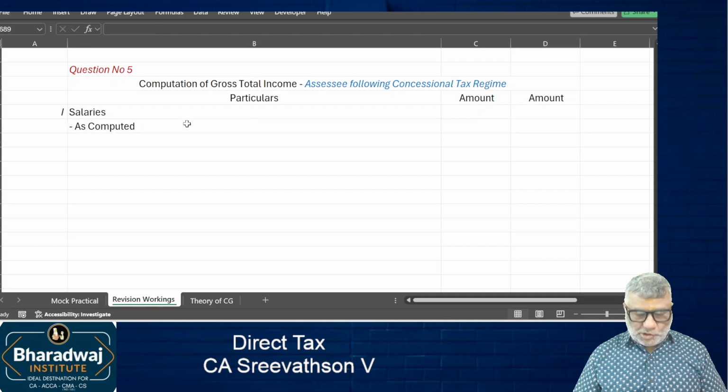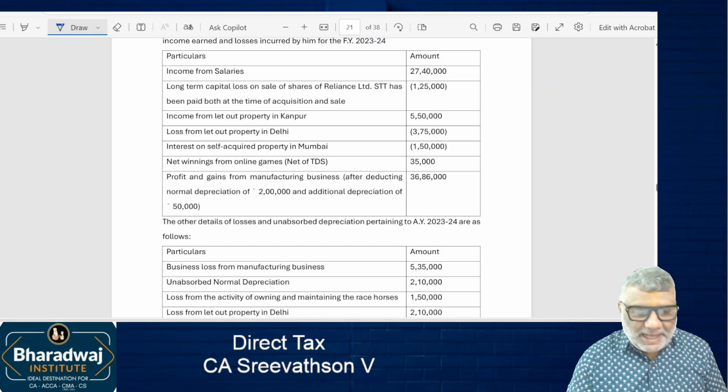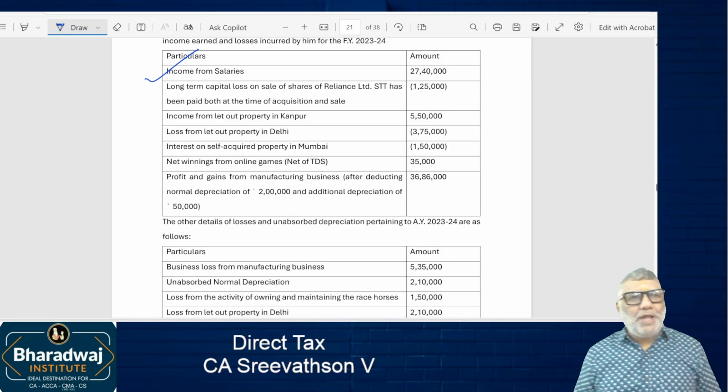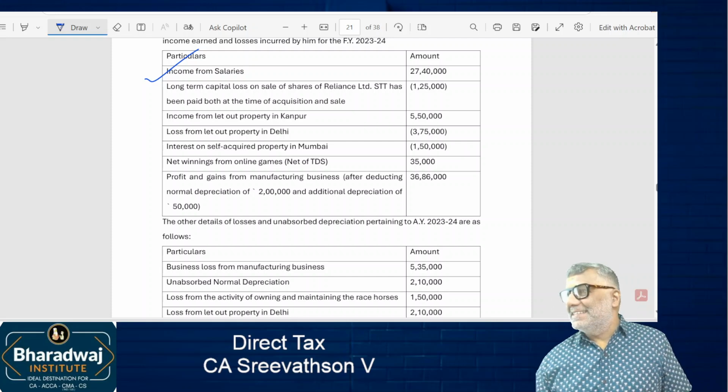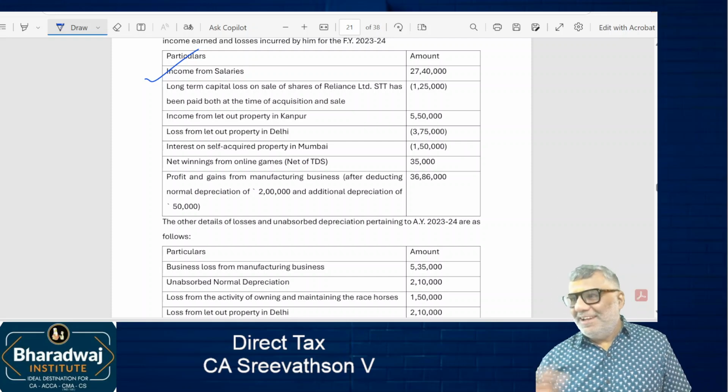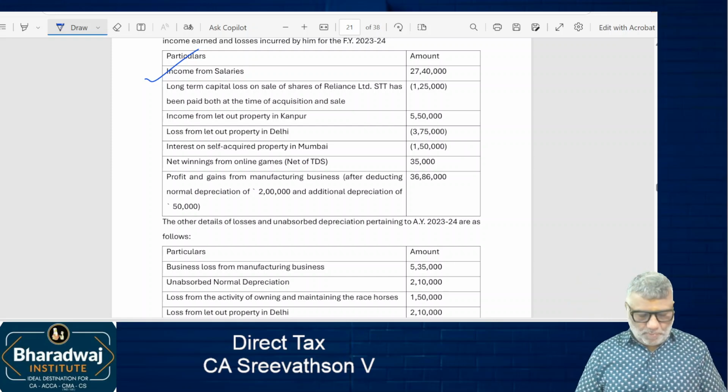Somebody was also asking me yesterday. I have told them, when they give the word income, you need not do the standard deduction. When they have given salaries or gross salary, you need to do that.